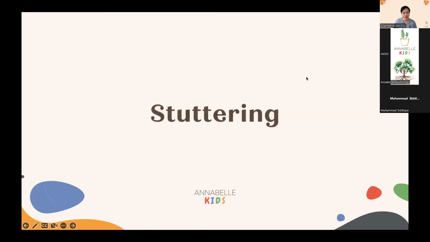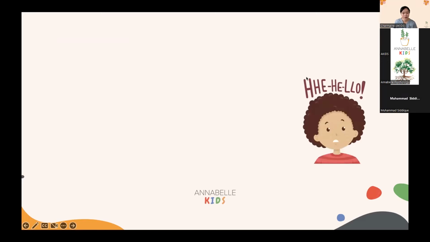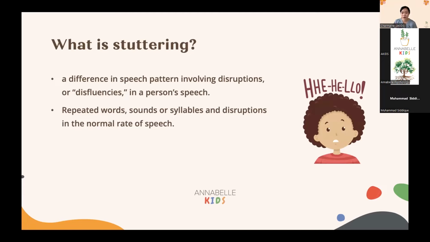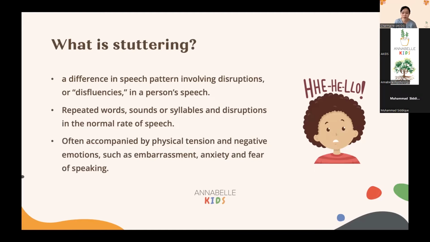Okay, so what is stuttering? Let's talk about it. Stuttering is defined as a difference in the speech patterns that someone has that involves disruptions to their speech. It's known as disfluencies. And it can sound like repeated words, repeated sounds or syllables, or just disruptions to the normal rate, such as speaking halfway and then there's a stop, or certain sounds are dragged. And this is often accompanied by a lot of physical tension and negative emotions. And a lot of people report embarrassment, anxiety, and fear of speaking.